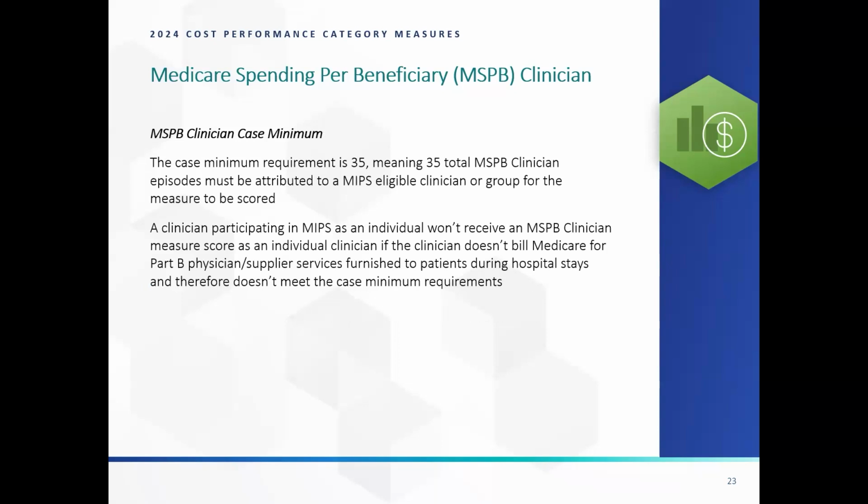The MSPB clinician measure's case minimum is 35. That means 35 total MSPB clinician episodes must be attributed to a MIPS eligible clinician or group for the measure to be scored. A clinician participating in MIPS as an individual won't receive an MSPB clinician measure score as an individual clinician if the clinician doesn't bill Medicare for Part B physician supplier services furnished to patients during hospital stays, and therefore doesn't meet the case minimum.